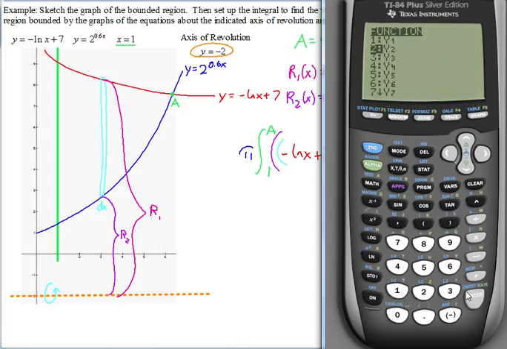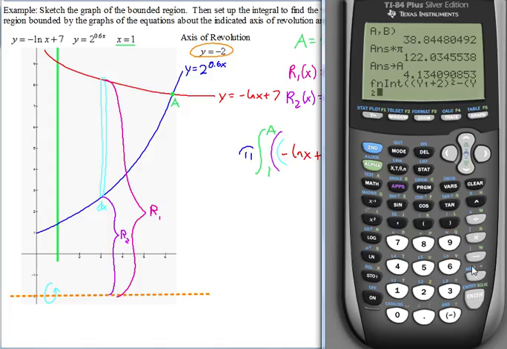So y2 plus 2, close parentheses squared. And then you put a comma, x, comma, lower limit is 1, comma, upper limit alpha a, close parentheses.